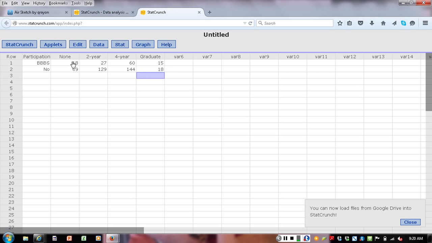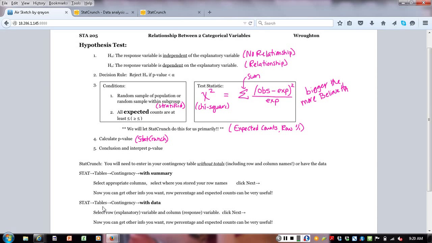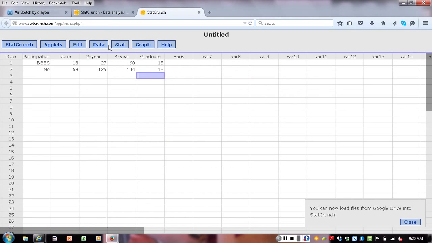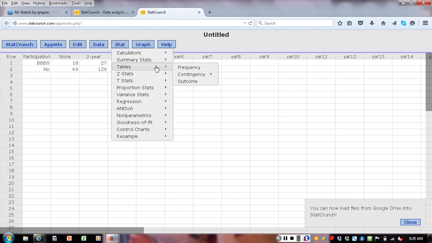So we got our numbers there. Then let's follow the next part of the directions. So we're going to go to Stat, Tables, Contingency with Summary this time. So Stat, Tables, Contingency with Summary.